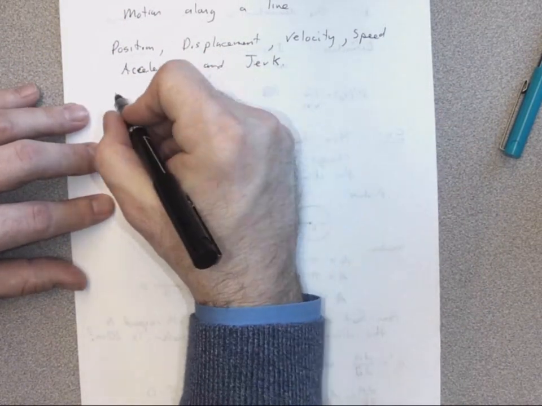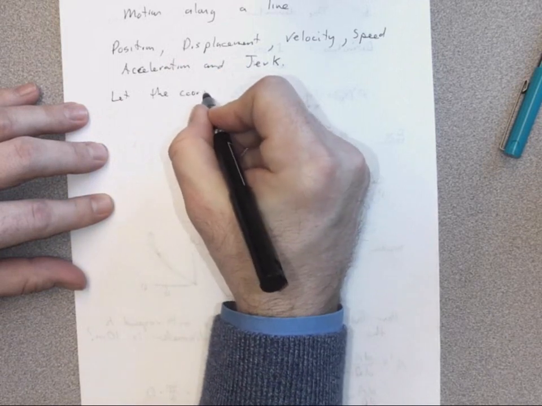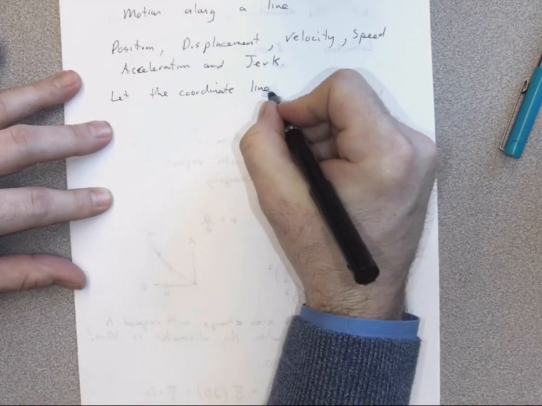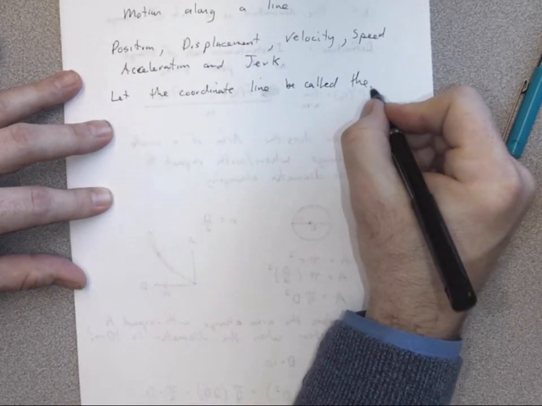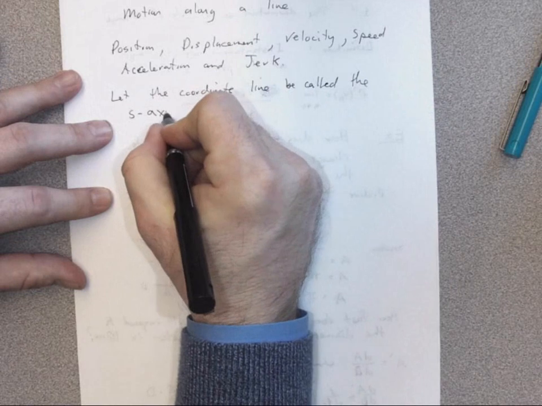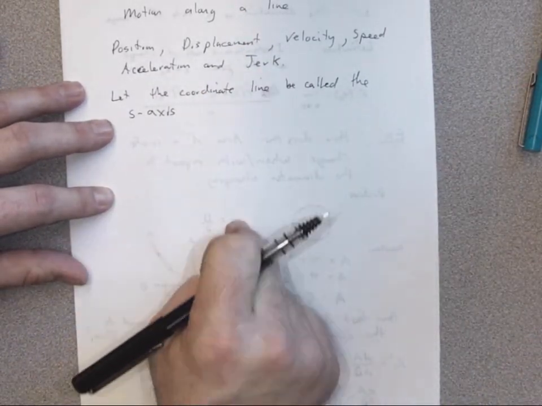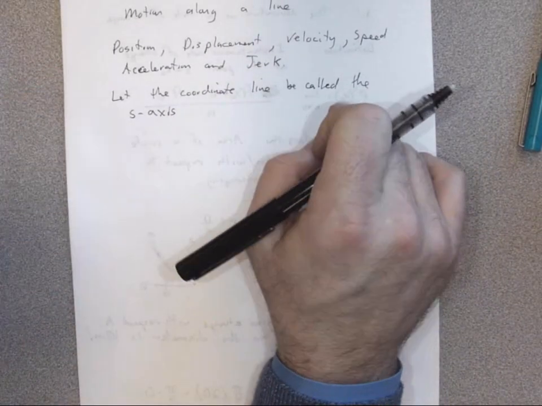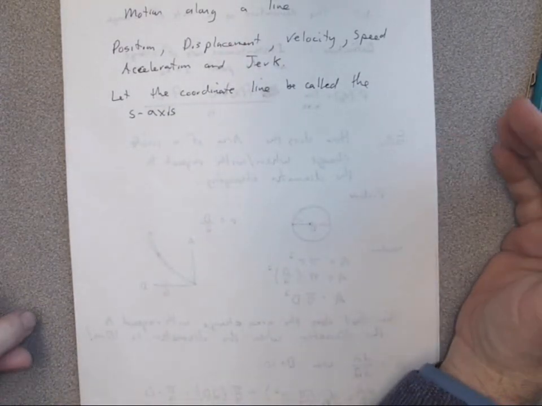So let the coordinate line be called the S-axis. The reason they call it S is because sometimes our line is horizontal, sometimes our line is vertical. So if we call it X or Y, we already have some biases that X is horizontal and Y is vertical. But if you call it the S-axis, then it can be in any orientation we choose.